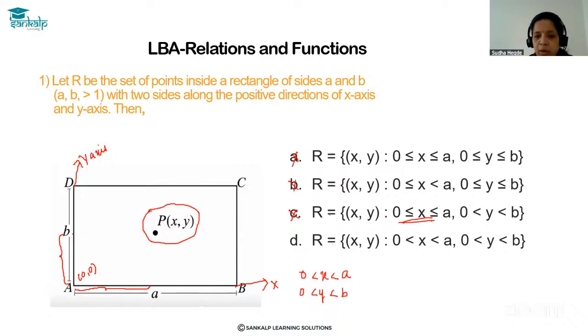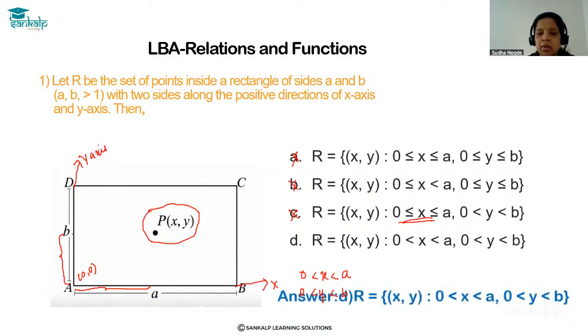Now check option D. R is equal to (x, y) such that 0 less than x less than A, 0 less than y less than B. So the last option, option D, is the correct option. Option D: R is equal to (x, y) such that 0 less than x less than A, 0 less than y less than B. That is the correct option.